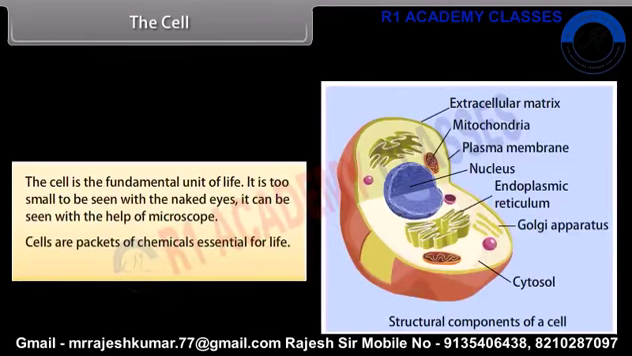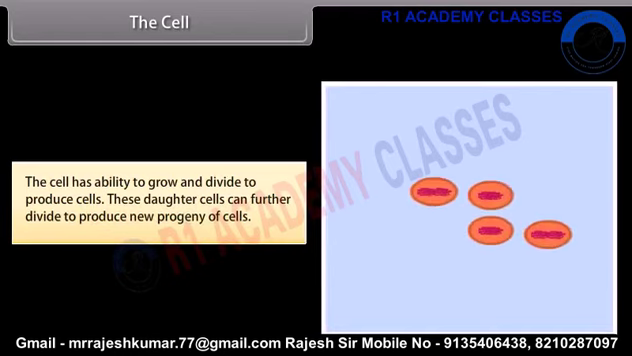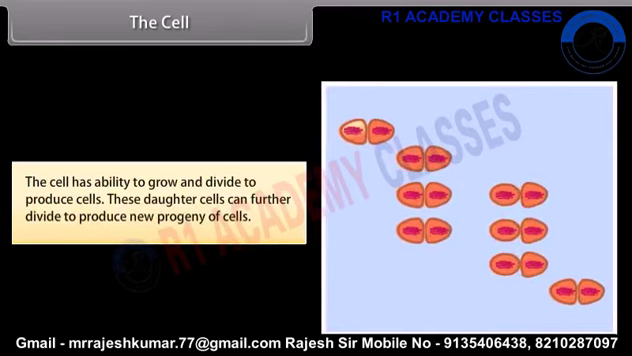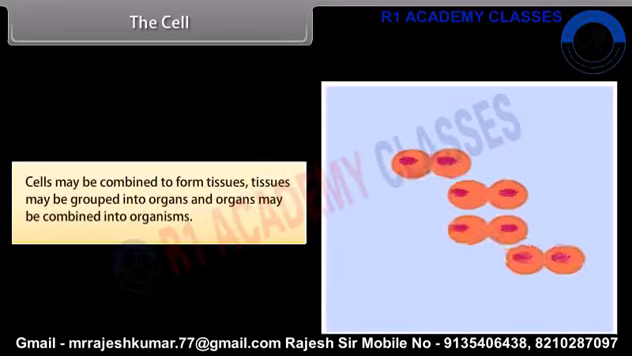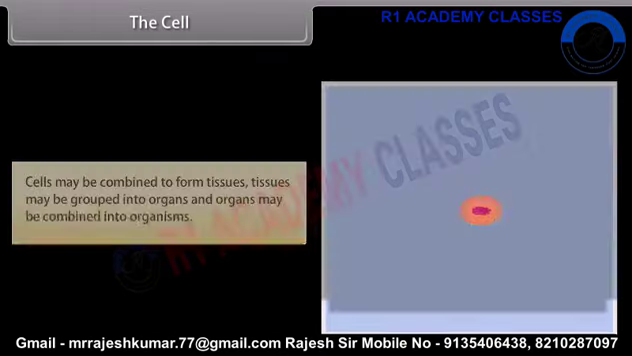Cells are packets of chemicals essential for life. The cell has the ability to grow and divide to produce cells. These daughter cells can further divide to produce new progeny of cells. Cells may be combined to form tissues. Tissues may be grouped into organs, and organs may be combined into organisms.